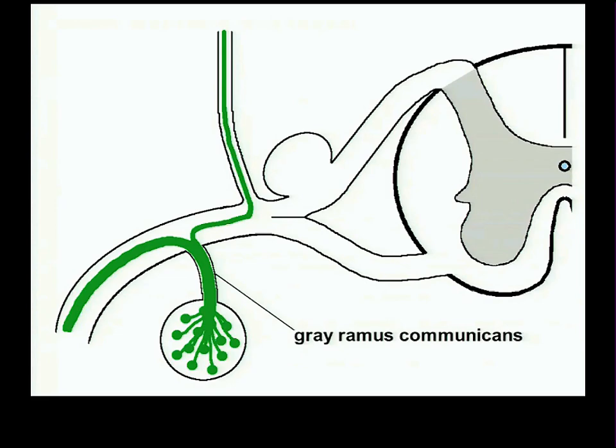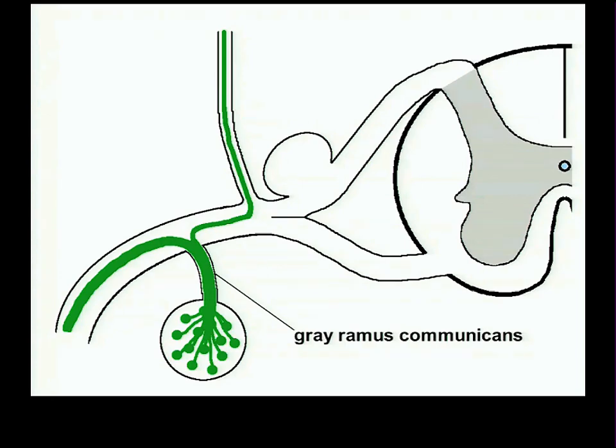Yes? Is there a difference between communicans and communicantes? Yes, communicans is singular, communicantes is plural. That's a good question, because on half the exams, let me just finish that and then I'll get to you. This is called a gray ramus communicans. However, there are many gray rami communicantes in the world.